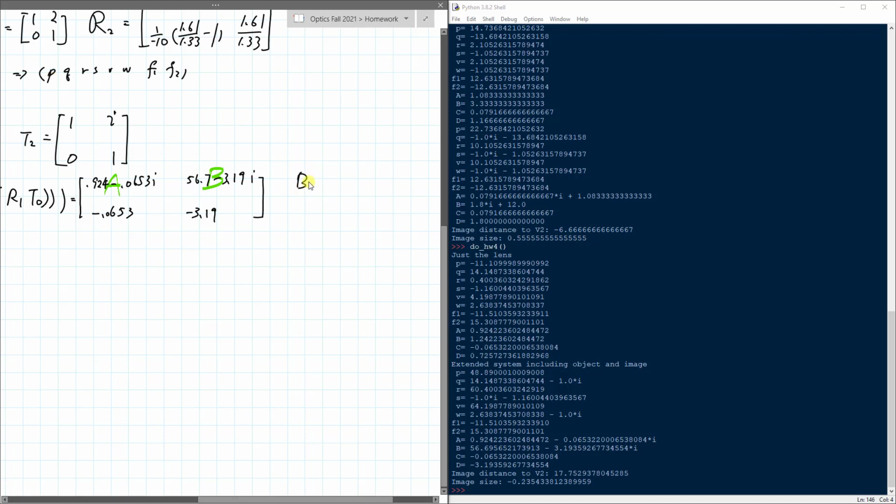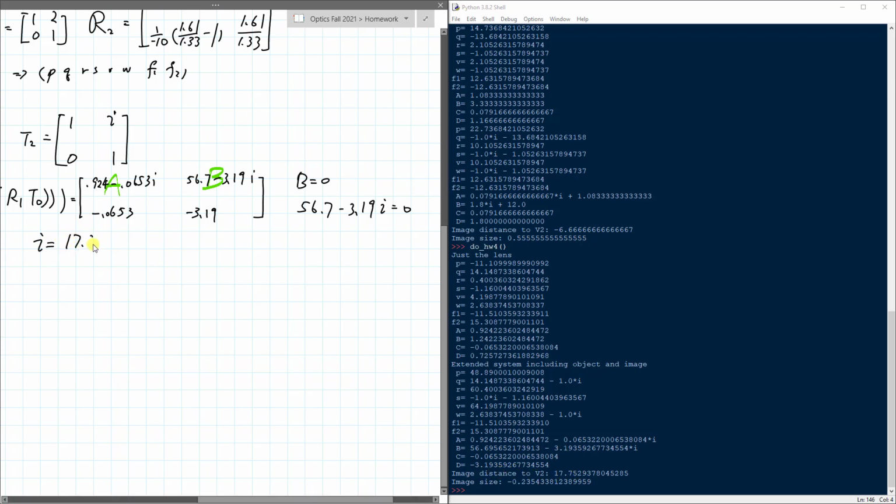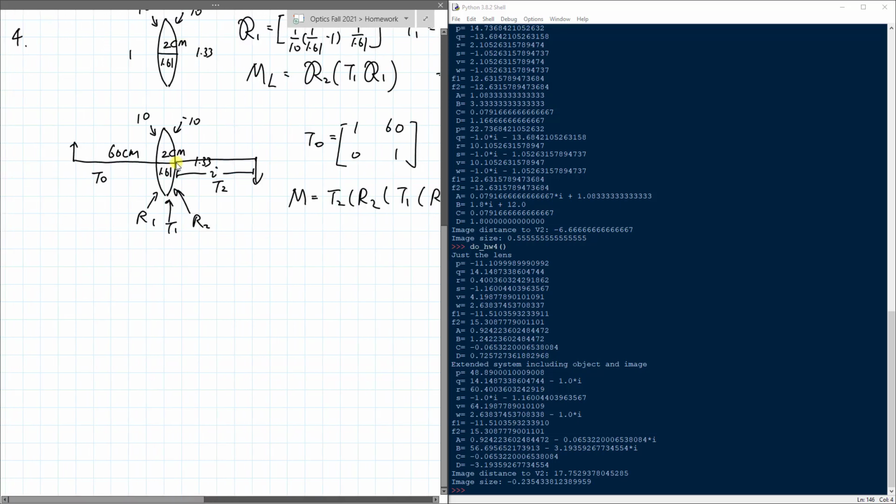B equals 0 gives us the object-image relationship. So that gives us 56.7 minus 3.19i equals 0. That gets us the image distance I, and I solved it: 17.8 centimeters behind the vertex V2. That's how I defined I, by expanding the system from V2, the output plane, to the right by distance I. If I calculated that as a different distance, that would be a different result.